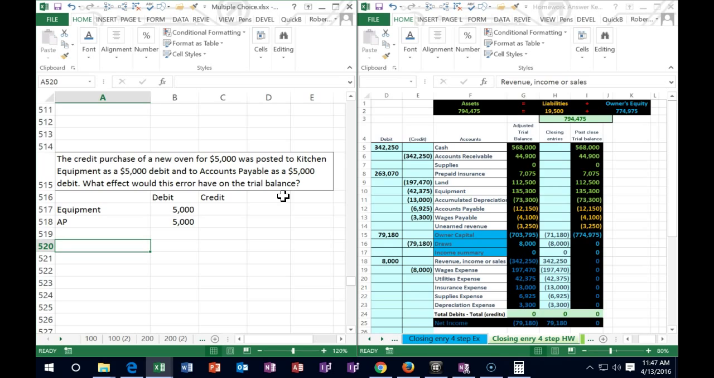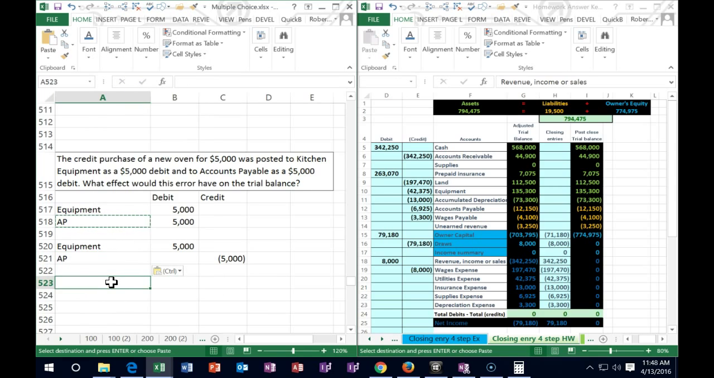What should have happened? Well, equipment looks right. That was a debit of $5,000. Why is that right? Because if we had equipment over here, it's a debit of $5,000. I mean, it's a debit balance represented by the fact that it doesn't have brackets, and we should make it go up by doing the same thing to it, which is another debit. We should then credit something. The credit needs to go to something. That credit should have been going to accounts payable. So that's what should have happened.